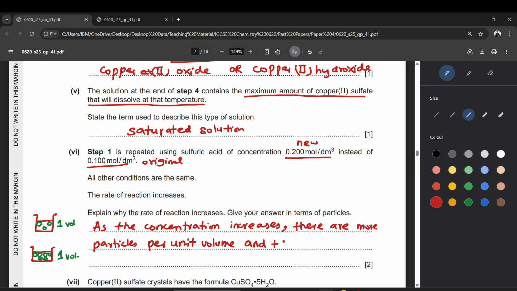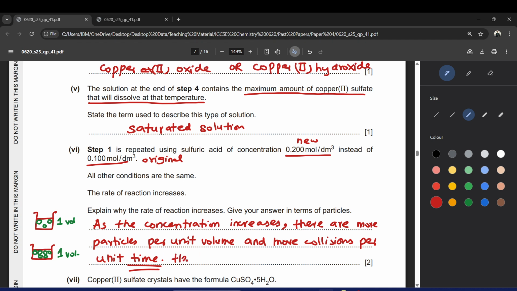So there are more particles per unit volume and more collisions per unit time. Make sure that you mention this in terms of time. Time is an important factor. If there were 20 collisions taking place per second previously, now there might be 40 collisions per second. When you say per unit time, that gives you an accurate comparison between the two situations. And then lastly you can say, hence the rate increases.